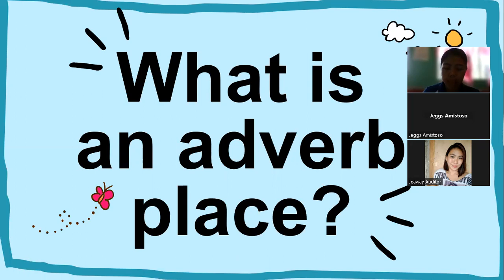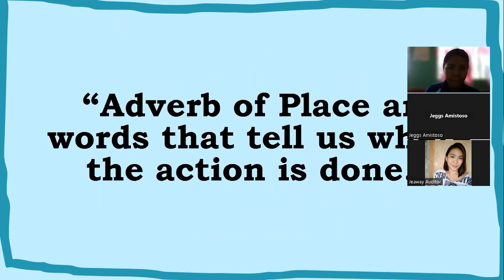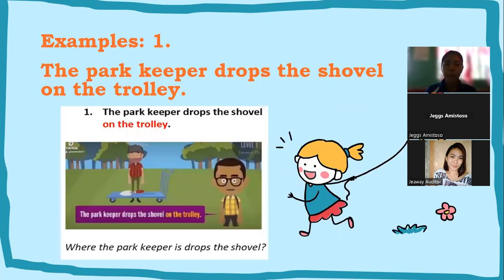Let's have Chiwei. Teacher, an adverb of place tells us where the action happened, teacher. Okay, very good. Adverb of place tells us where something happened or the action is done. Okay, let's have examples.